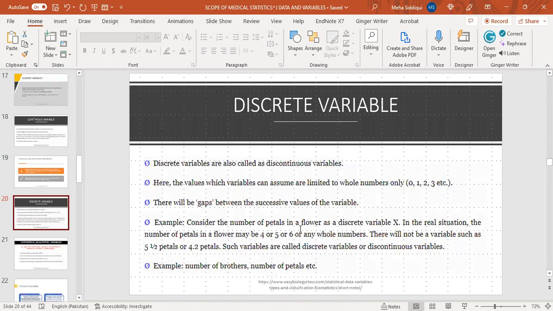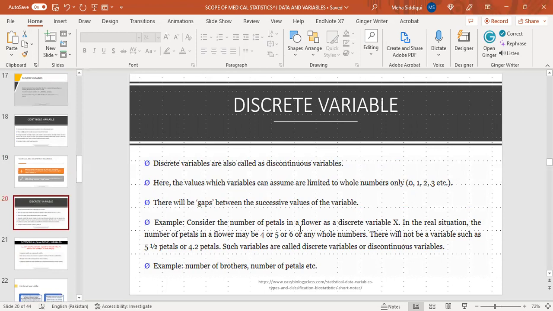Now, the second is the discrete variable. It is also called a discontinuous variable. Here, the values which the variable can assume are limited to whole numbers like 0, 1, 2, 3. And obviously, there will be gaps between the successive values of the variable. For example, consider the number of petals in a flower as a discrete variable x. In a real situation, the number of petals in a flower may be 4, 5, or 6, or any whole number. There will not be a value such as 5.5 petals or 4.2 petals. So such variables are called discrete variables or discontinuous variables.